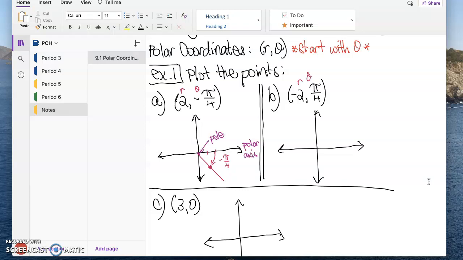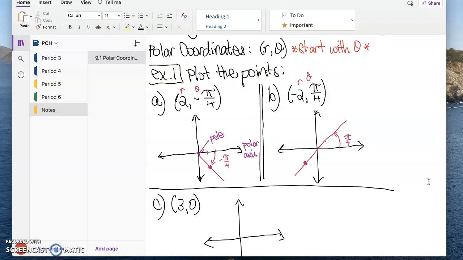So for a negative R value, first, we always start with theta. That's why I wrote it in red directly above. We're going to rotate a positive pi over 4. So you can see on your polar graph paper that those angles are marked off for you. Actually, you might have to label them now that I think about it. And then with negative, that means instead of going out 1, 2 circles in this direction, we're going to follow that line into the opposite quadrant, and we're going to count 1, 2 circles in that direction. So that point is the point negative 2 comma pi over 4.